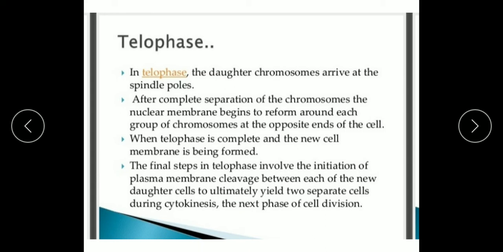After the completion of telophase, the cleavage of the cytoplasm or plasma membrane begins, and the daughter cells ultimately yield two separate cells during cytokinesis, the next phase of cell division. After telophase, the cleavage of the cytoplasm yields two daughter cells.